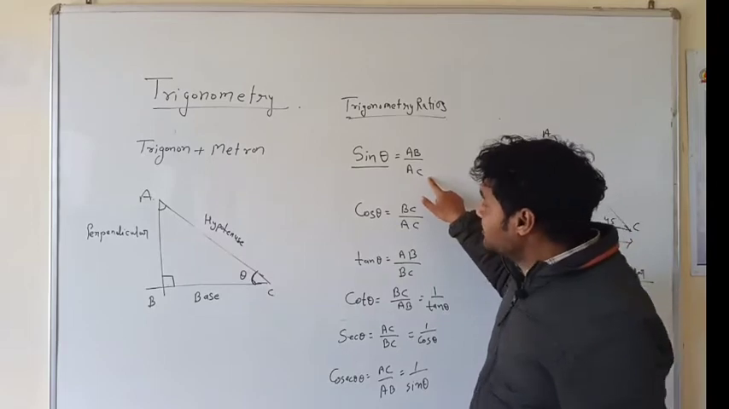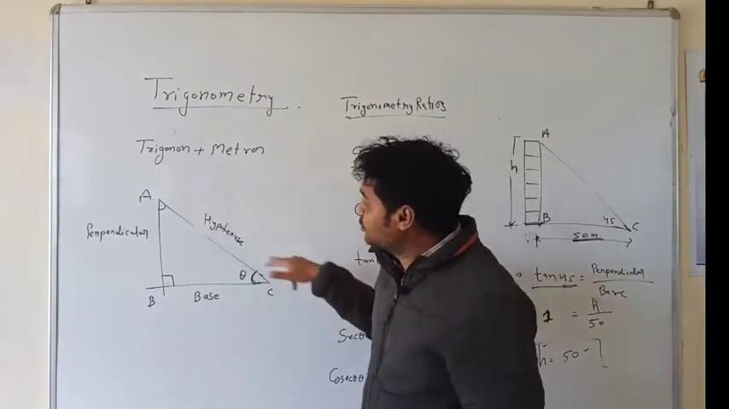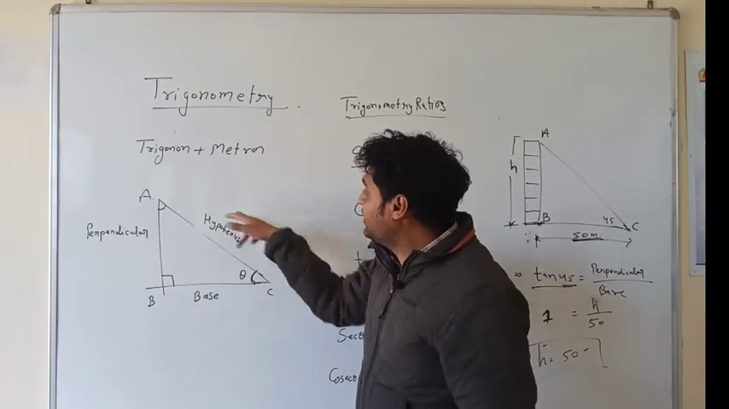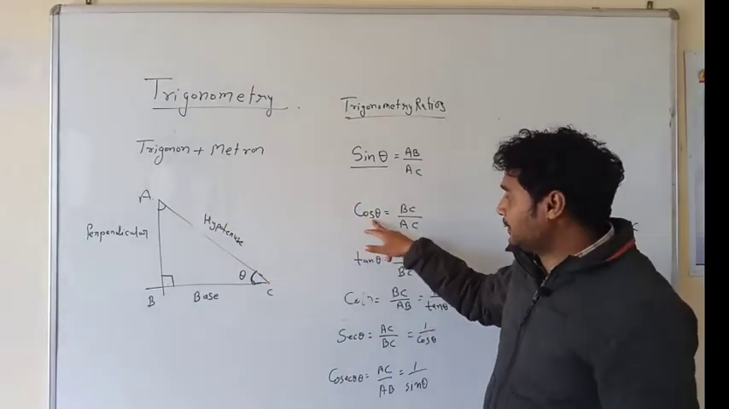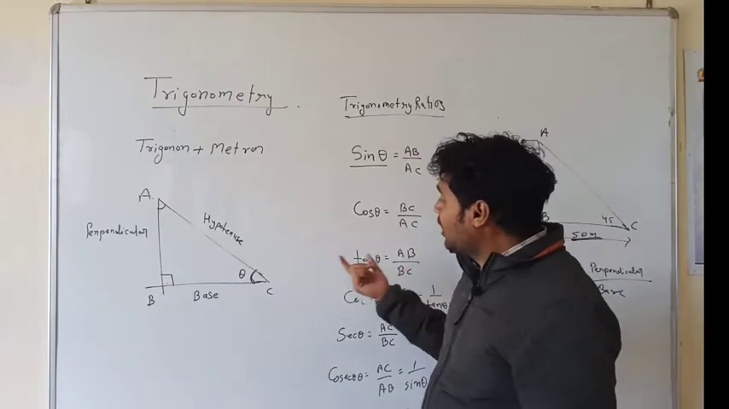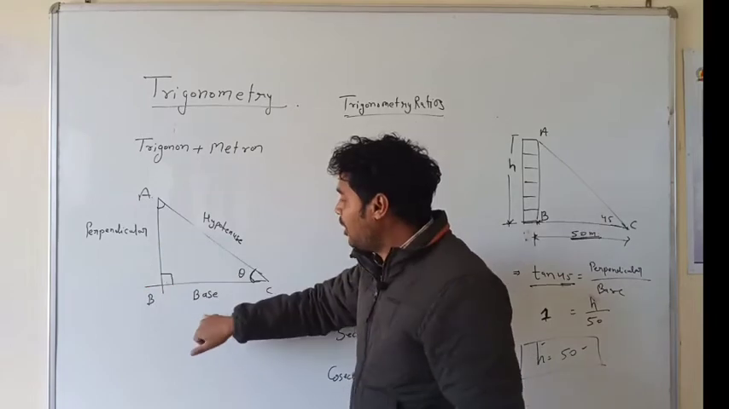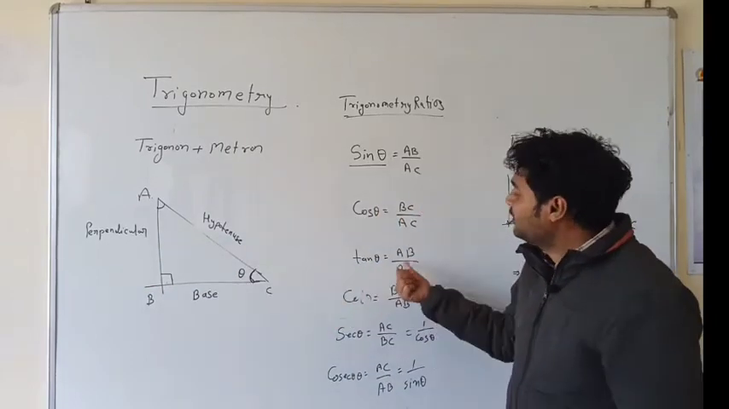Similarly, if we consider base upon hypotenuse, or BC upon AC, that will be cos theta. Now, if we consider AB upon BC, meaning perpendicular upon base, it will be tan theta.